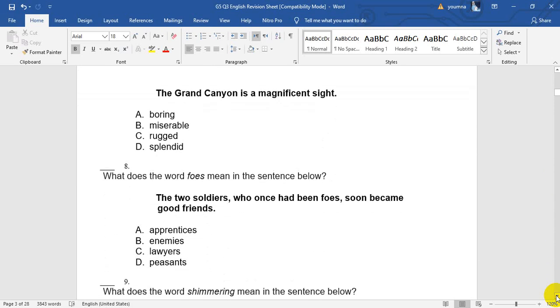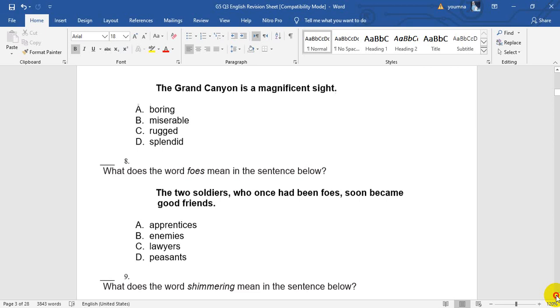What does the word foes mean in the sentence below? The two soldiers who once had been foes soon became good friends. They were foes and then they became good friends. What is the opposite of friends? Enemies. So it will be apprentices, enemies, lawyers, peasants. So it will be B, enemies.